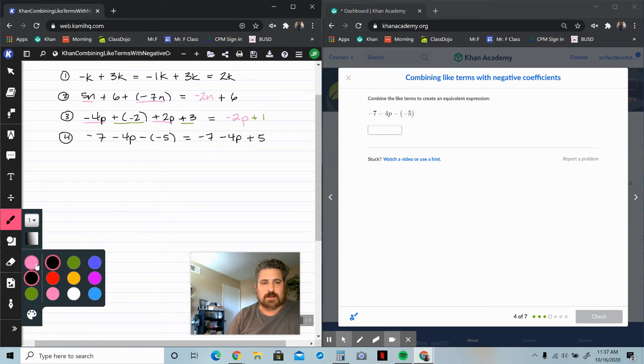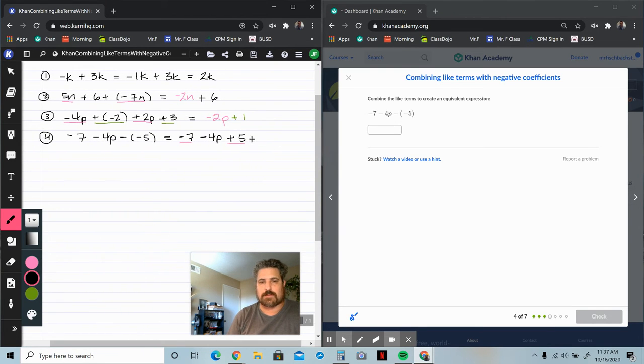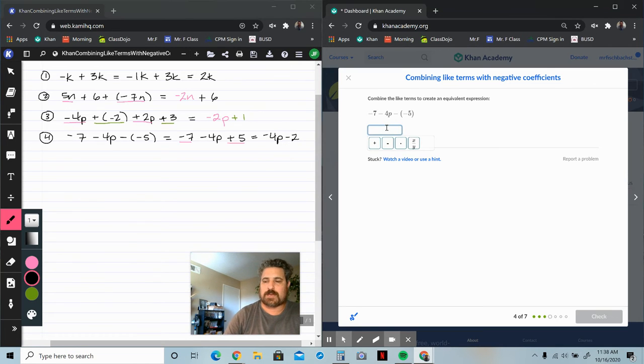And then you're going to combine your like terms. The negative 7 and the positive 5 are both constants, so those are the two that you're going to combine. Negative 4p just stays the same, but negative 7 plus 5 is negative 2. So it's really going to be negative 4p minus 2, and that is the answer, negative 4p minus 2.